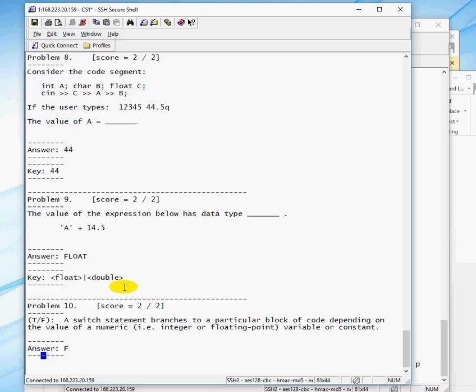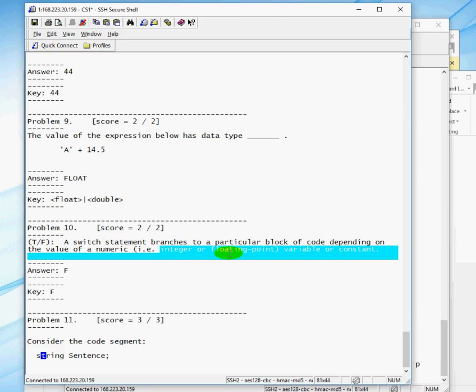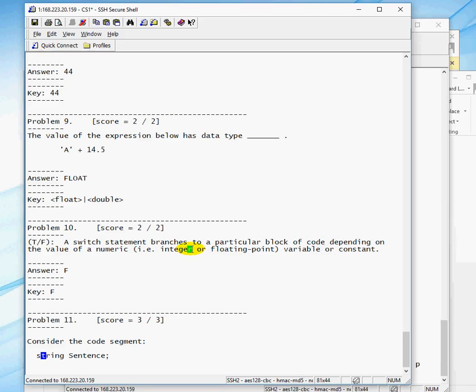Okay, supper time, so let me do one or two more. Now, a switch statement branches to a particular block of code depending upon the value of a numeric variable or constant. What does this say? Integer or floating point. And what do we say in class? A switch can only work for this kind of number, integer, not a floating point. All right?